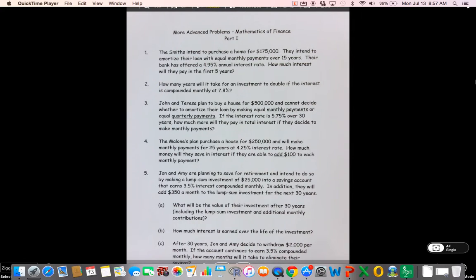So, question number one: the Smiths intend to purchase a home for $175,000. They intend to amortize their loan with equal monthly payments over 15 years. Their bank has offered a 4.95% annual interest rate. How much interest will they pay in the first 5 years?